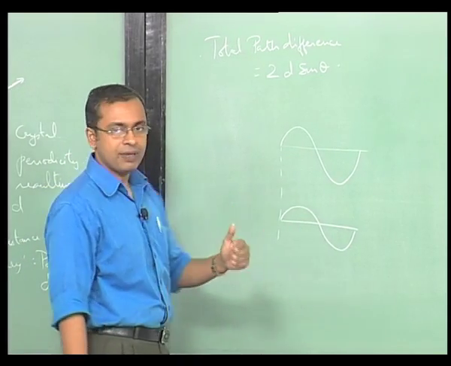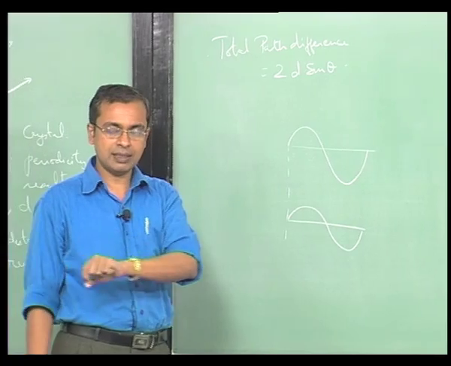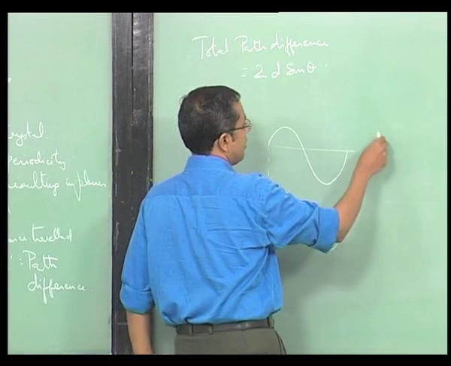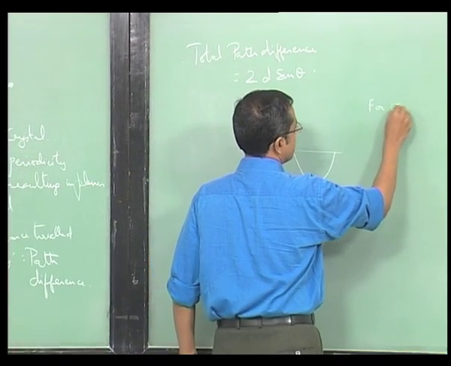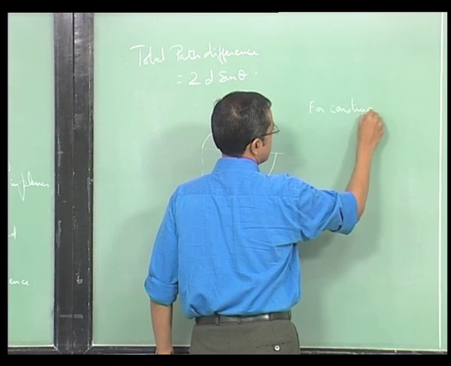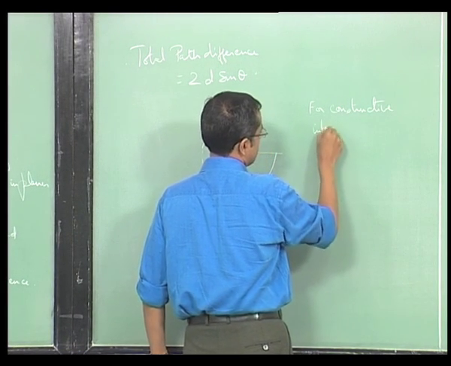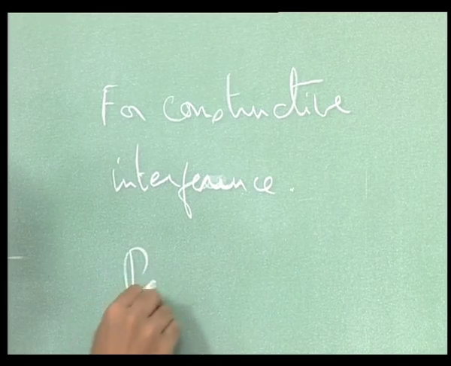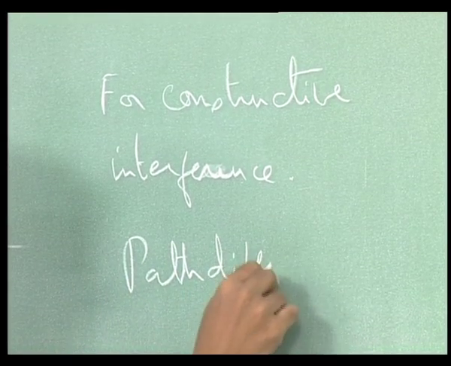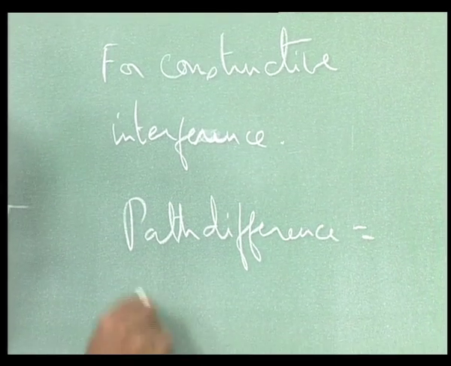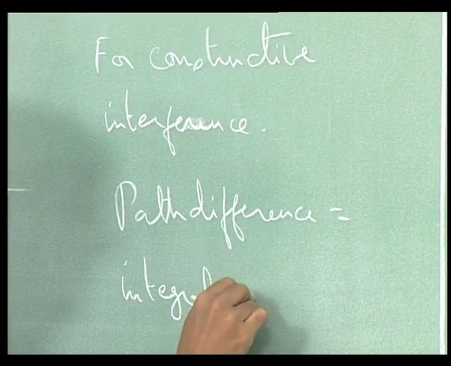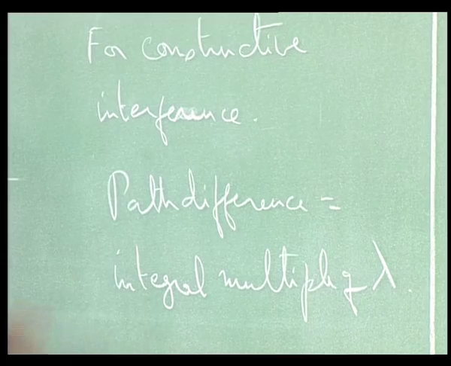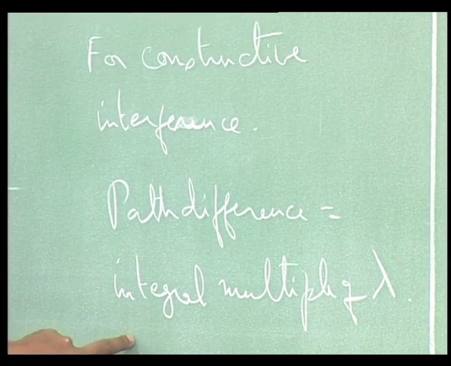If it is 7.1 wavelengths, then it is not going to be in phase. It has to be 7 wavelengths, just for an example, right? So this has therefore got to be, for constructive interference, a path difference equal to integral multiples of lambda.